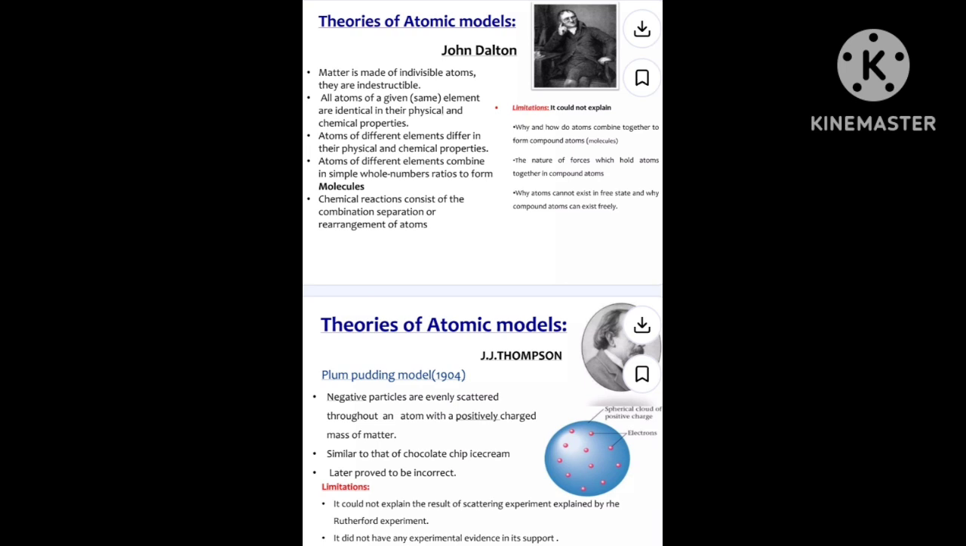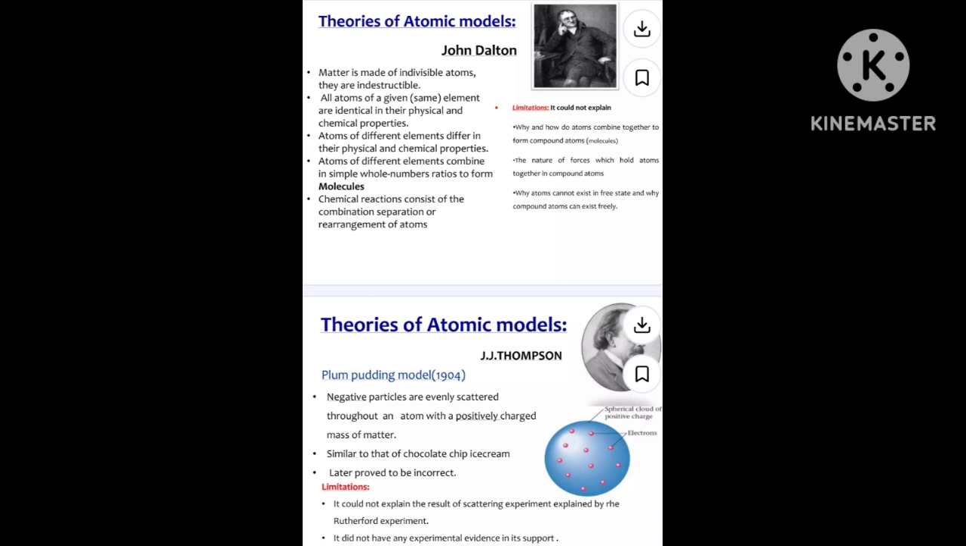Next, atoms of different elements are different in all aspects, meaning different elements have different physical and chemical properties. Here, for the discovery of isobars: isobars are atoms with different atomic numbers but the same mass number. If you take the example of argon and calcium: argon has atomic number 18 and mass number 40, calcium has atomic number 20 and mass number 40. Argon and calcium are different elements, but both have the same mass number 40.